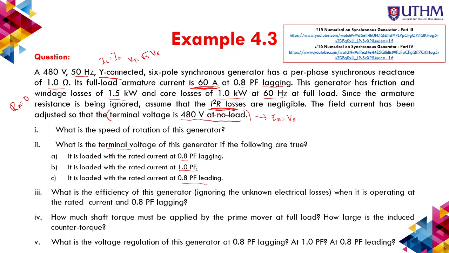To get the efficiency we need to have the power, the P in and also P out. When operated at rated current and 0.8 power factor lagging, how much shaft torque must be applied? So how much torque is applied? And then what is the voltage regulation of the generator at 0.8 power factor lagging, at unity power factor, and also at leading power factor?